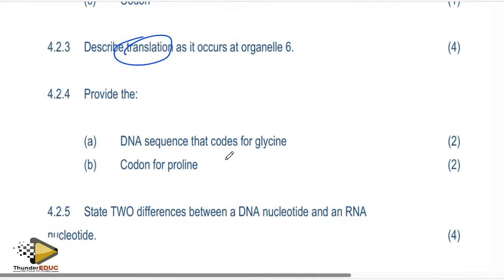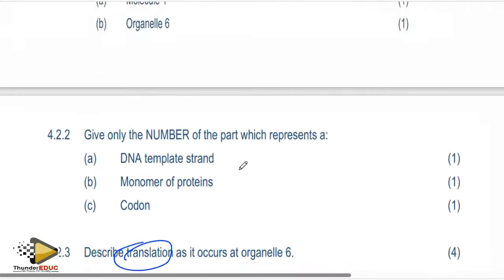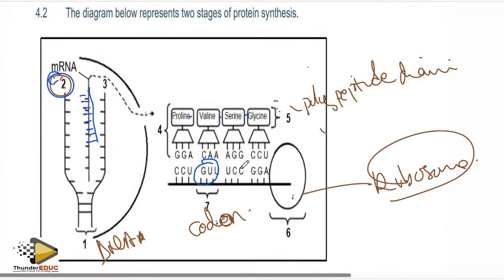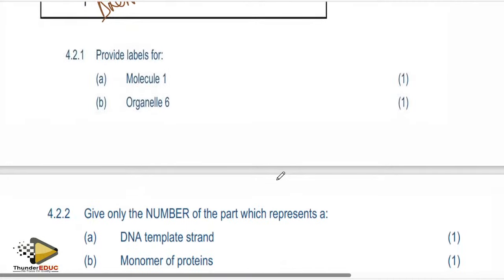Provide the sequence that codes for glycine. Provide a DNA sequence. Glycine. So this is a messenger, and this messenger is G, G, A. So DNA is going to be C, C, T. So that's what they are looking for. That gives you your 2 marks.